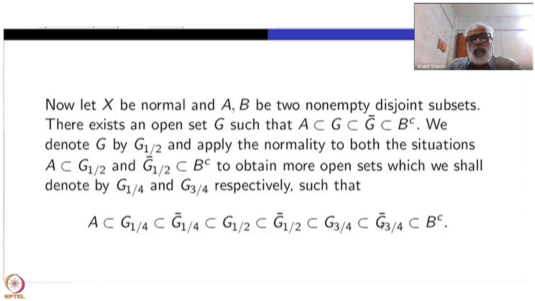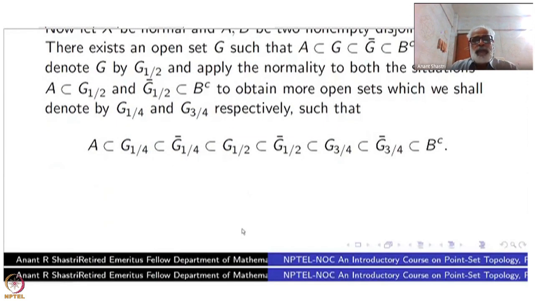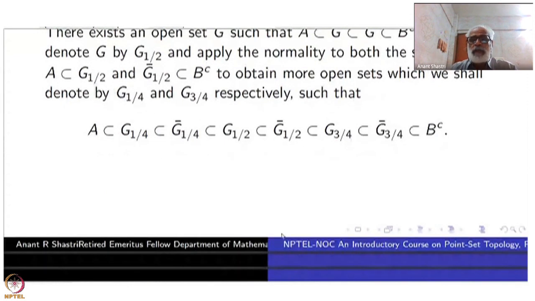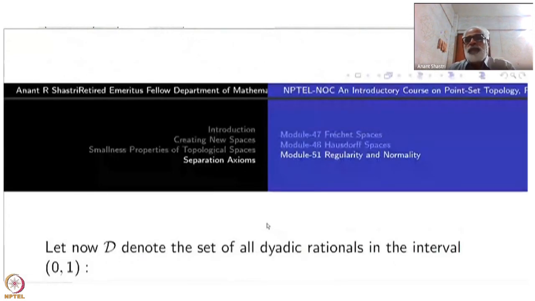See what I have done: from 1 by 2, half of that is 1 by 4. Between 1 by 2 and 1, I have 3/4. So keep on cutting down by half. What are those numbers? Next time you'll get 1 by 8, 2 by 8, 3 by 8, 4 by 8, 5 by 8, 6 by 8, 7 by 8, right? So those are the numbers. What are they called? They are called dyadic rational numbers: rational numbers whose denominator is always a power of 2.